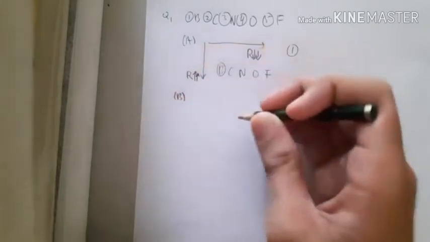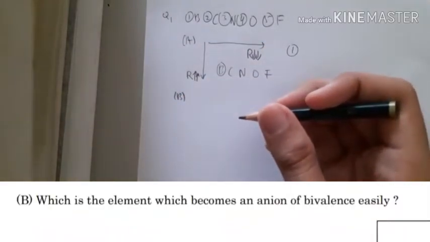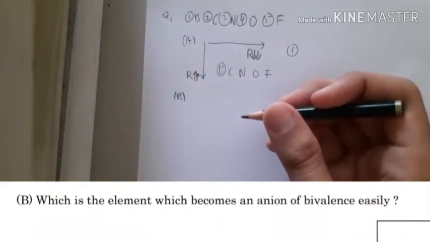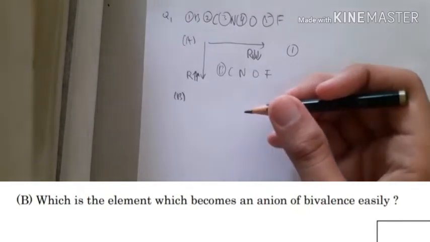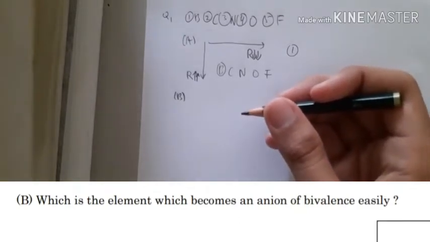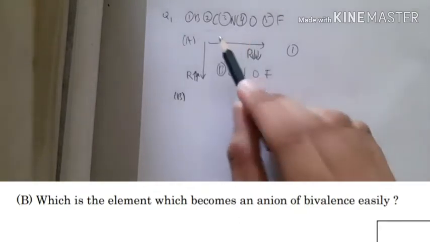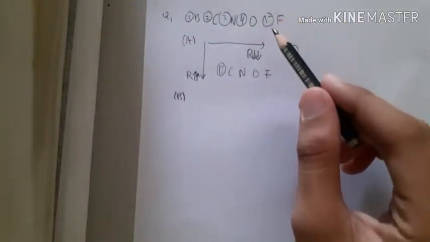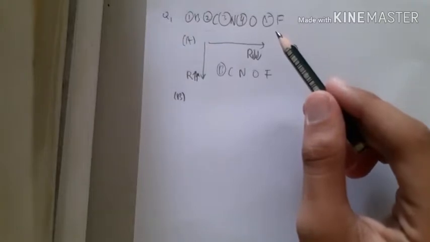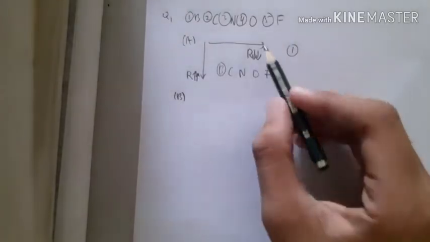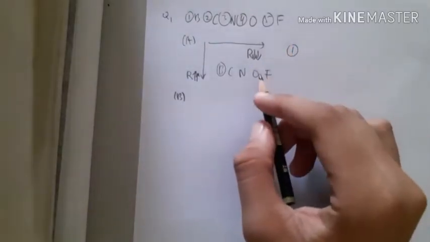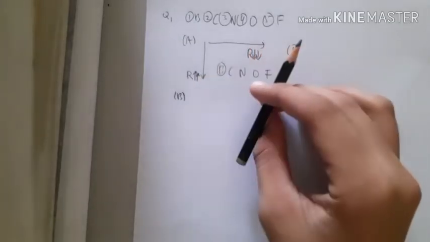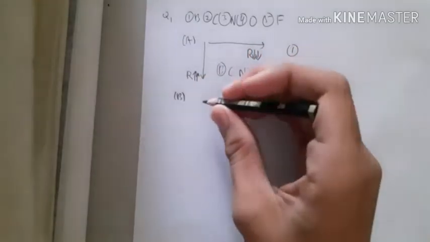For question B, it says which is the element which becomes an anion of bivalence easily. So it asks you which of the elements B, C, N, O, and F has a valence of 2. So we have to know again what element has 2 electron valency. The answer is O, right?